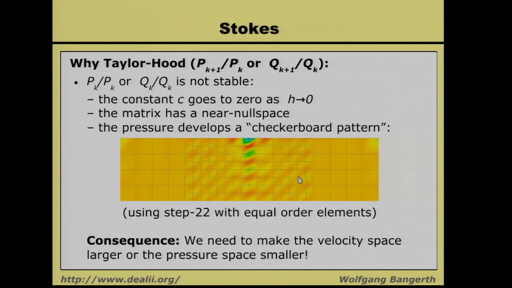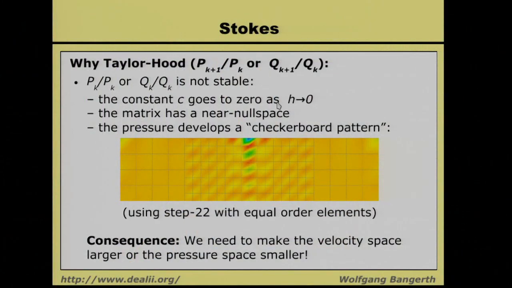And that is a typical situation that you get when you have an element that does not satisfy the inf-sup condition. We call this a checkerboard pattern. It happens because the matrix has a near null space. That means that the matrix has a one-dimensional subspace in which it does not determine the solution. And this one-dimensional subspace happens to be exactly the one where the pressure is oscillatory.